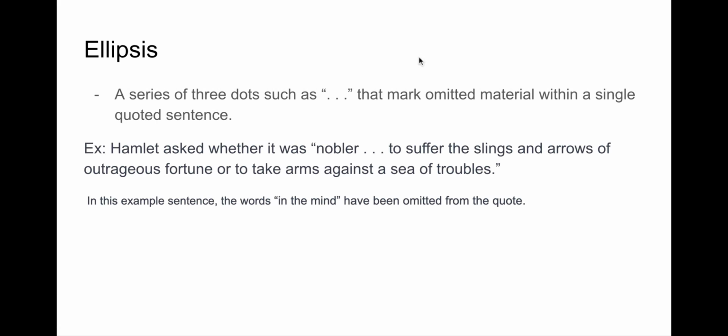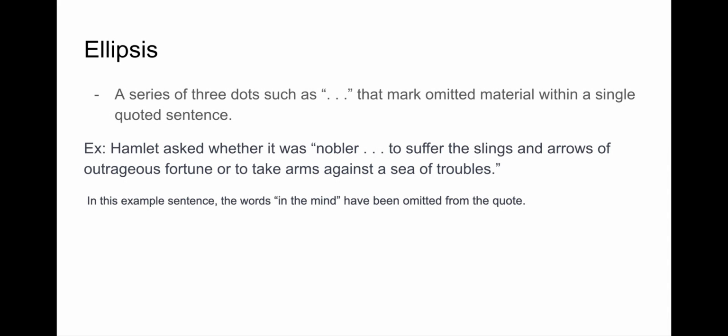What these three dots mean is it's indicating the intentional omission of a word, a sentence, or a section of the text, and it does not change the meaning of the sentence. So if you look on the screen right here, there's an example of that. I'll read that to you. It says, Hamlet asked whether it was nobler, ... to suffer the slings and arrows of outrageous fortune, or to take arms against a sea of troubles. Now, in this example, those three dots are omitting the words in the mind.